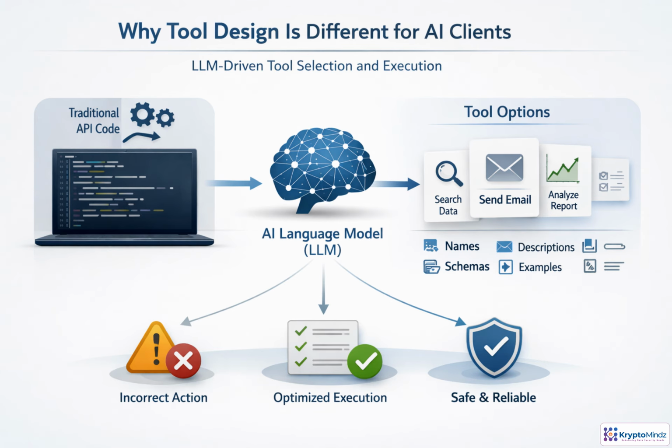Traditional API design assumes a developer reads the documentation and writes exact code against it. MCP tool design is different. The language model is often deciding which tool to use and how to call it. That makes names, descriptions, schemas, and examples part of the model's reasoning context. If a name is vague or a description is too broad, the model may choose the wrong action or invent invalid parameters. Strong tool design makes the intended use obvious, constrains inputs clearly, and helps the client act safely.